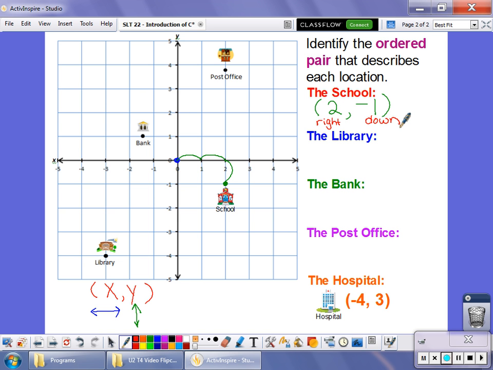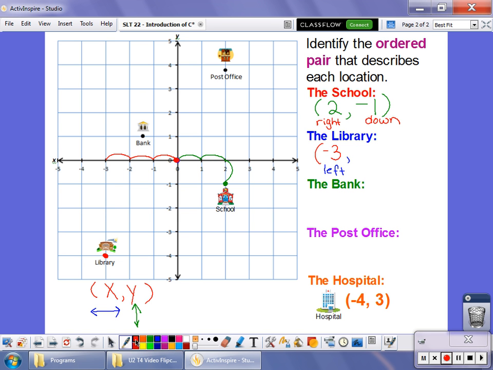All right, let's look for our library. Our library is over here. So this time, from my origin, I'm going to go to the left, which means I'm going to go to the negative units, and then I'm going to go down, which again will be negative. So let's figure out how far left. In order to get to the library, I'm going to go 1, 2, 3 units to the left. So I'm going to represent that with a -3. That -3 means I'm going 3 to the left.